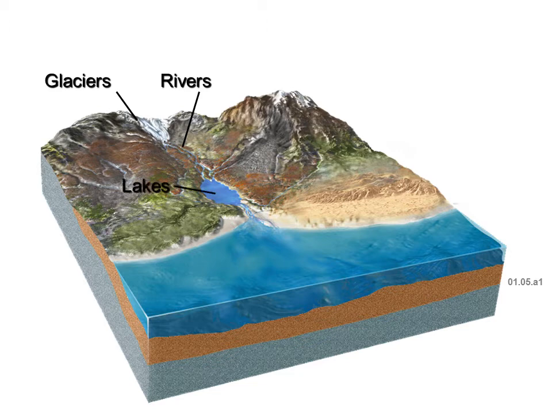Our next environment is lakes, and lakes are usually associated with silt and mud. So very fine-grained sediment settling out because the water's not moving very fast.